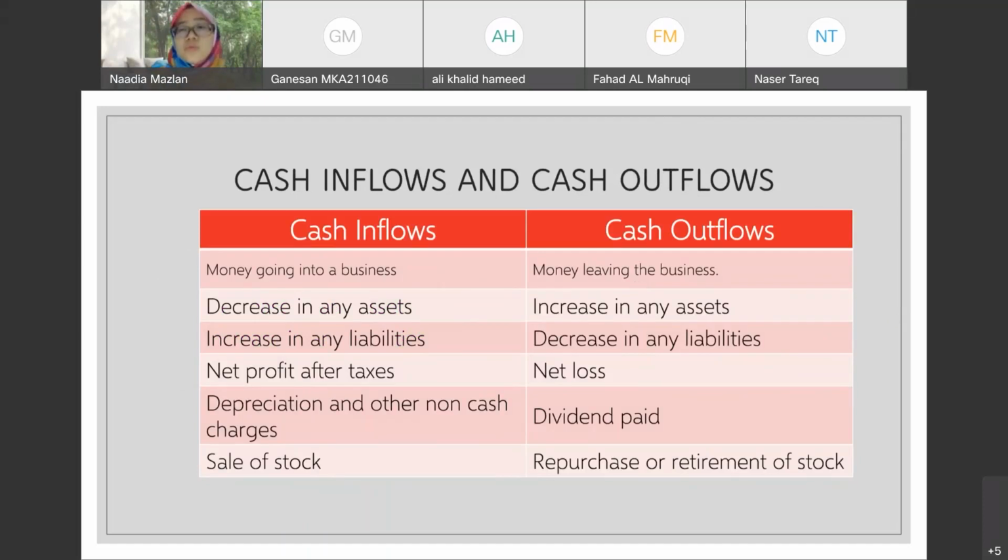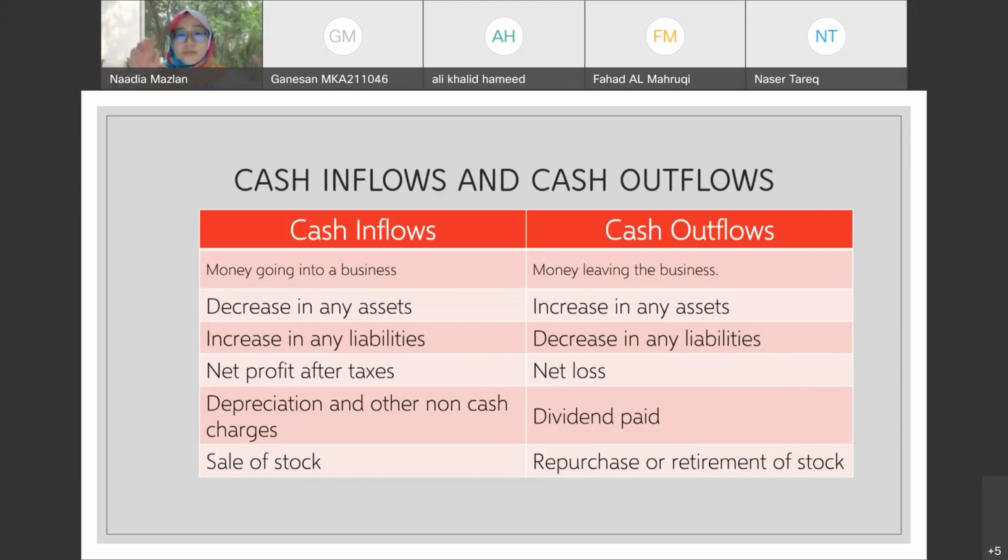Now, there are two things that you need to remember in cash budgets or cash flows: cash coming in and cash going out. Cash inflow is money going into a business: a decrease in any asset, an increase in any liabilities, net profit after taxes, depreciation and other non-cash charges, and, for example, the sale of stocks. Cash outflow is money leaving your business: an increase in any asset. You have to buy houses, or you have to buy machines.